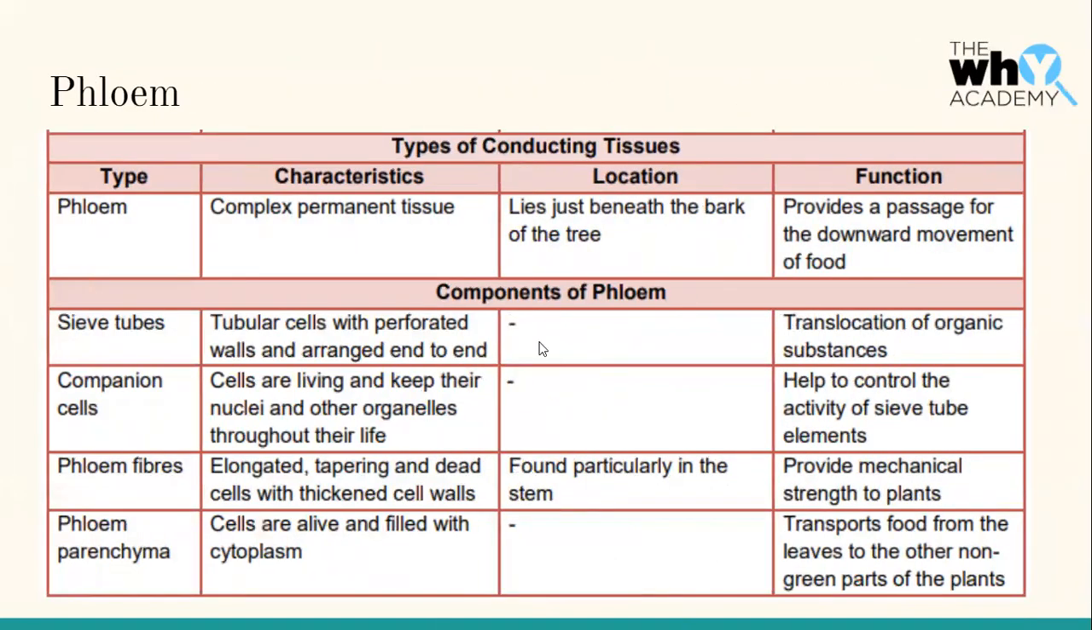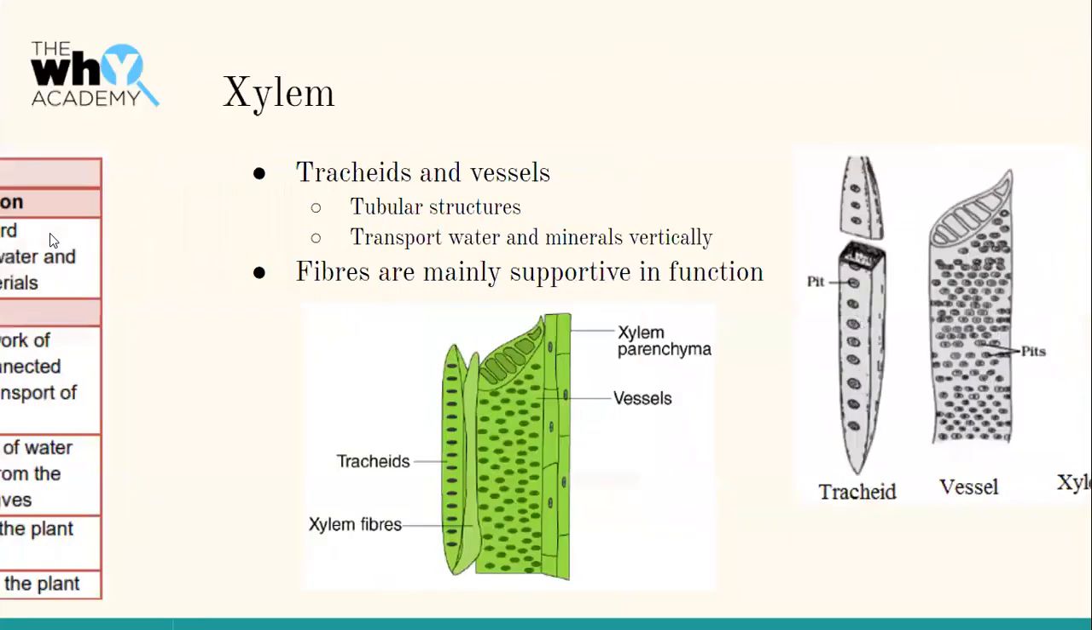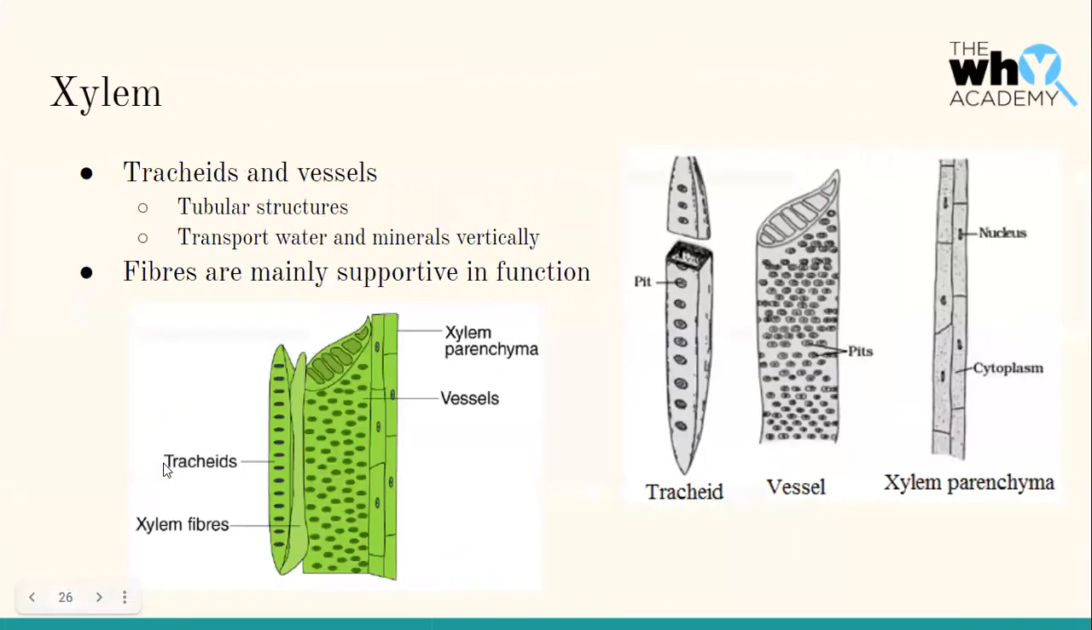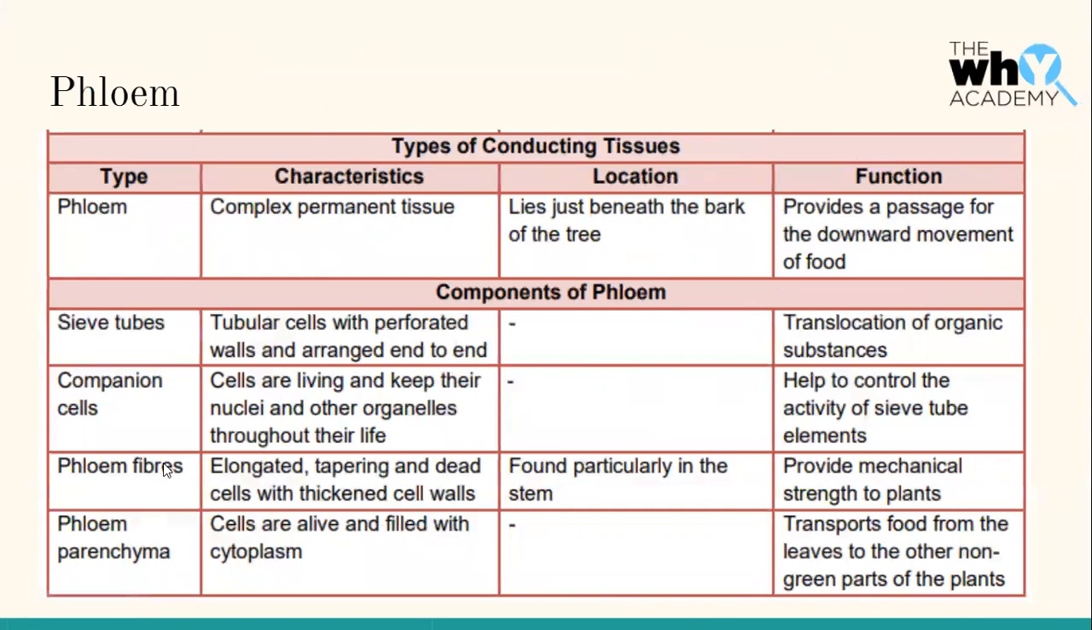Now coming to phloem. Again, this is a similar kind of table for both xylem and phloem. The framework of the table is similar. In the first row they have mentioned particular information for xylem as a whole, and then they have given you the details for the components. Same thing for phloem. For characteristics as a whole, there is nothing worth mentioning. You just need to know that it's a complex permanent tissue. Where does it lie? Just beneath the bark of the tree, and it provides a passage for the downward movement of food. And this also has four components like xylem.